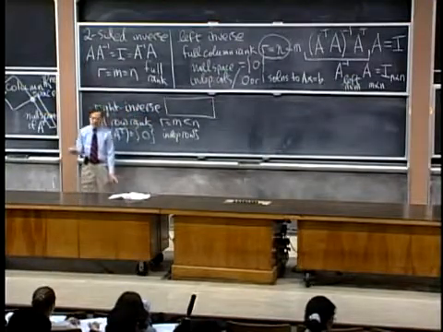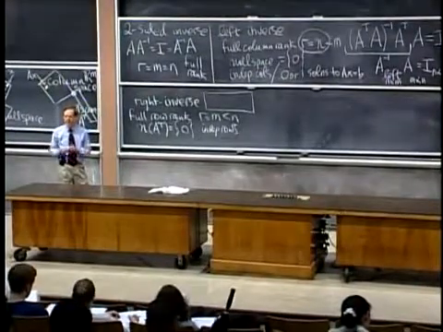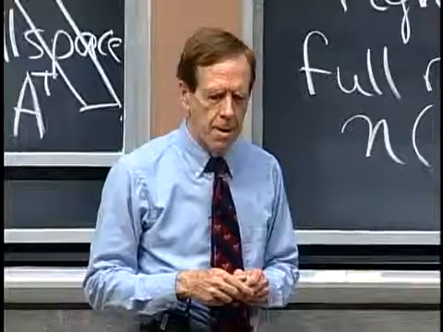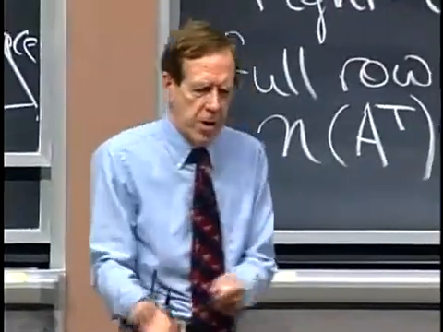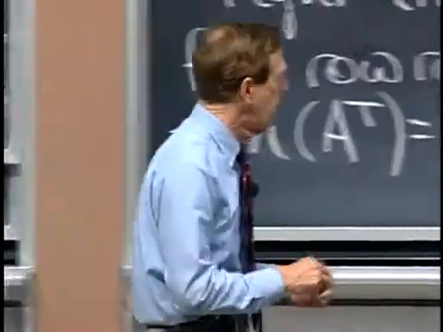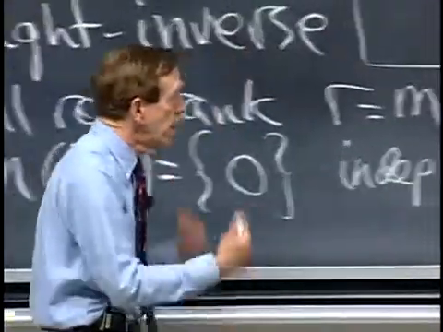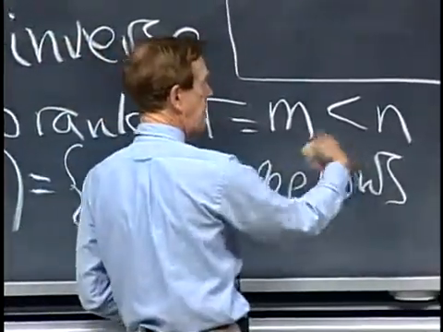The rows are independent. So we can always solve AX equal B. Elimination never produces a 0 row, so we never get into that 0 equal 1 problem. So AX equal B always has a solution, but too many. So there'll be some null space.